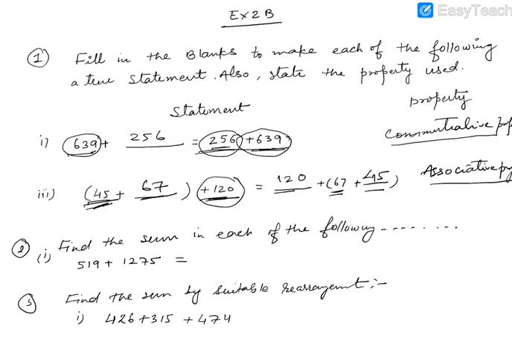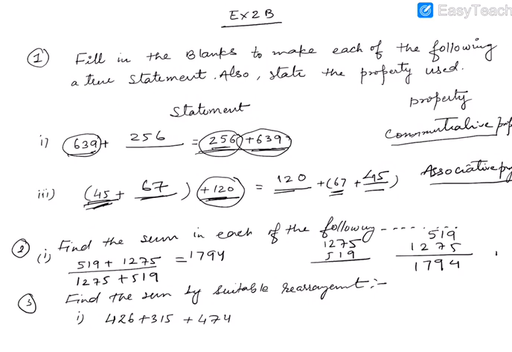So you can see that two whole numbers are here, so we'll add them. 519 and 1275 we will add. 9 plus 5, 14, 1 carry. 7 plus 8, 7 plus 1, 8, 1 carry, 9, 7, 1. So the answer is 1794. Again we'll change the sequence. We'll write 1275 plus 519 and add it. The answer will be the same.